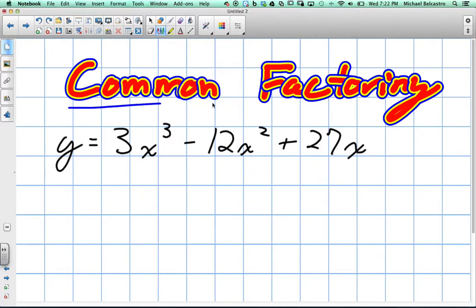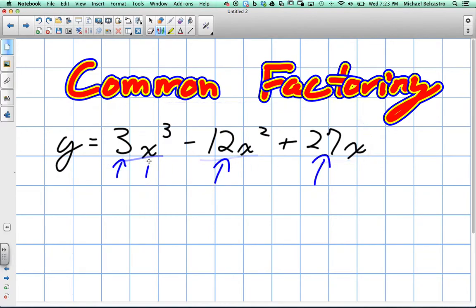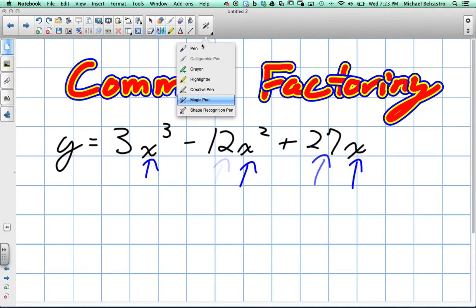Let's go over common factoring. I have this big trinomial. A trinomial is something that has three terms, okay? And to common factor, we need to look at each of the coefficients, and the coefficients are the numbers in front of the variables. And we need to look at the variables, okay? We're going to focus on the coefficients to start. I'm going to look for a common factor in all of these.